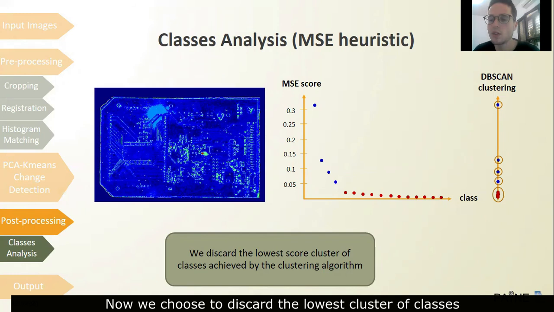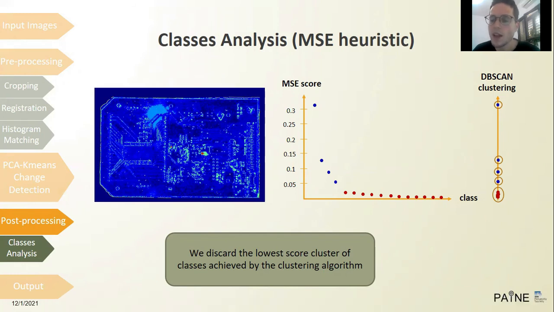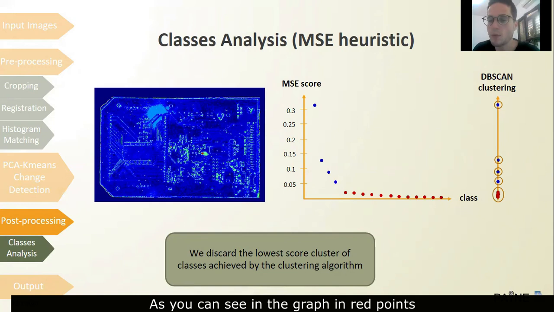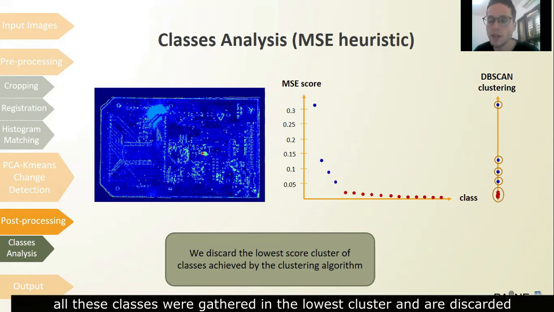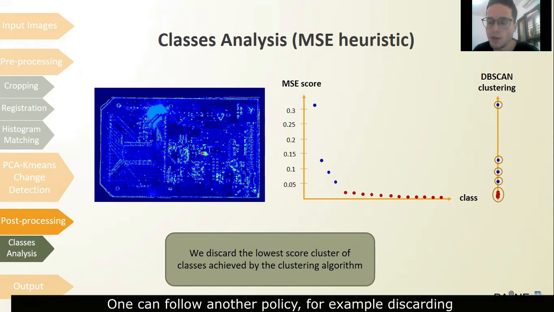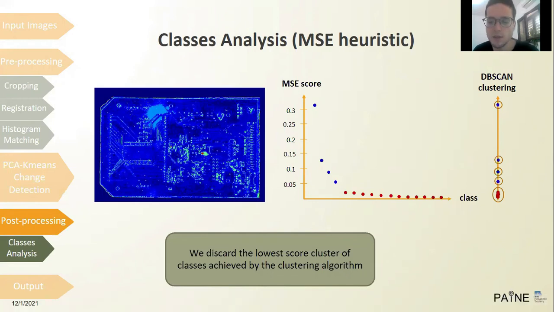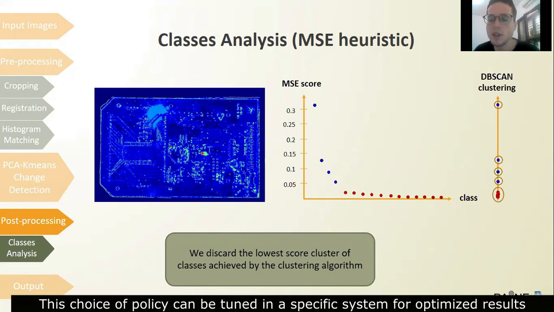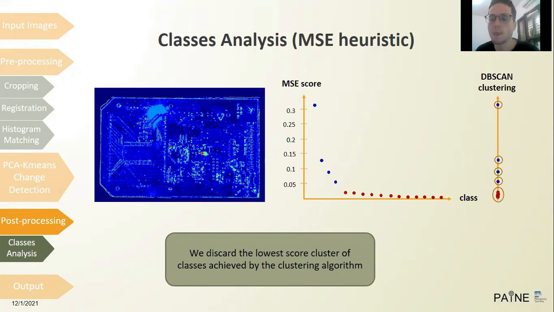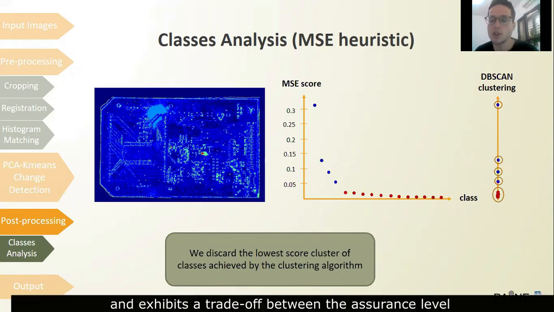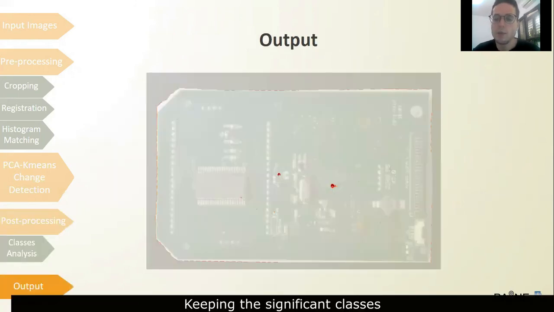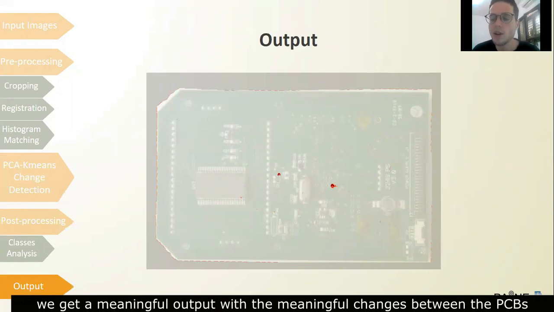Now, we choose to discard the lowest cluster of classes. As you can see in the graph in red points, all these classes were gathered in the lowest cluster and are discarded. One can follow another policy, for example, discarding all the clusters except for the highest cluster of classes. This choice of policy can be tuned in a specific system for optimized results and exhibits a trade-off between the assurance level to the noise level of the results. Keeping the significant classes, we get a meaningful output with the meaningful changes between the PCBs.